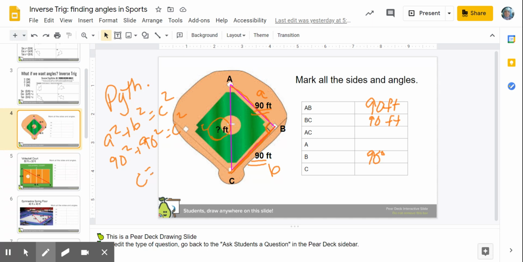147? 127. And that's feet, right? 127 feet. Okay. And then how do I find the angles?